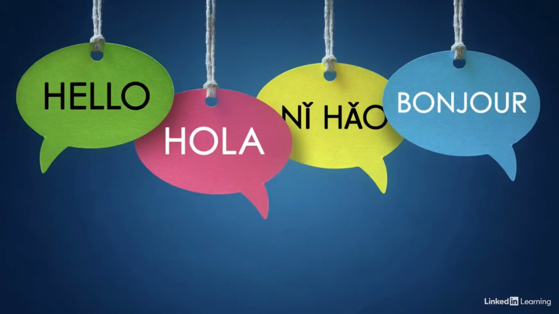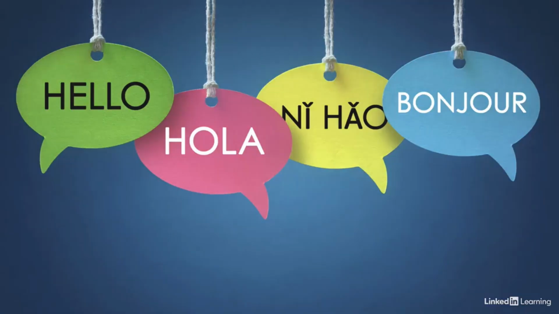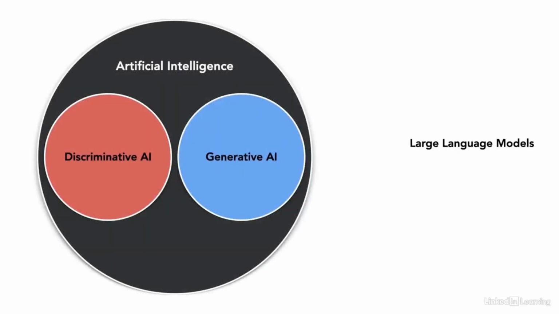Artificial intelligence models can be categorized in several different ways. One approach is to classify them based on the type of function they perform. With this lens, AI models can be classified as either discriminative or generative, that is, discriminative AI and generative AI.